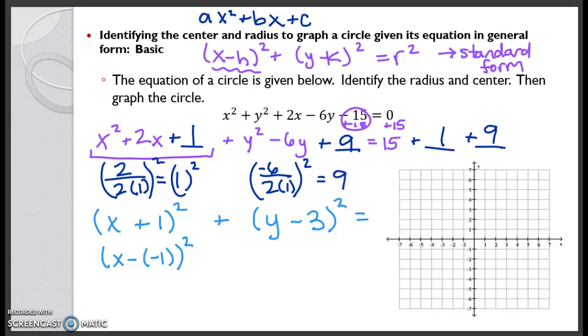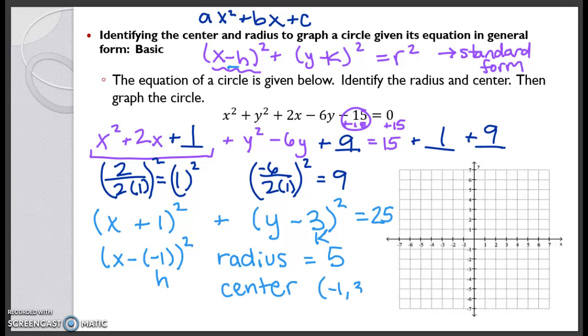Okay? Now, what is it equal to? It's not equal to 15. It's equal to 15 plus 1 plus 9, which is 25. So, what's our radius? Our radius is the r squared, or the r, and this is r squared, so the radius equals 5. What's the center? Well, the center is at h, k, where we have these minus signs, remember. So h is negative 1, because we have x minus negative 1, and k is 3. So the center is at negative 1 and 3.